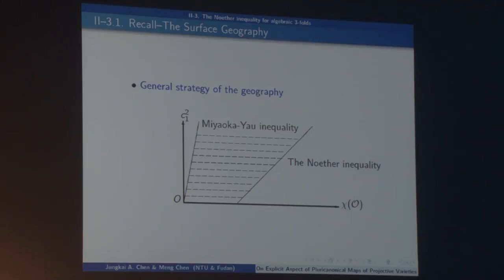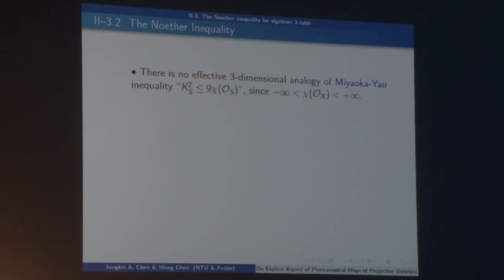So for the surface theory, another step is to classify those moduli spaces whose invariants correspond to this integral point. We want to build up a similar framework for threefolds of general type. But it's not difficult to see that since the chi O_X can be both negative and positive, it's almost impossible to find a relation between the canonical volume and chi O_X, unless you can define some new invariants.